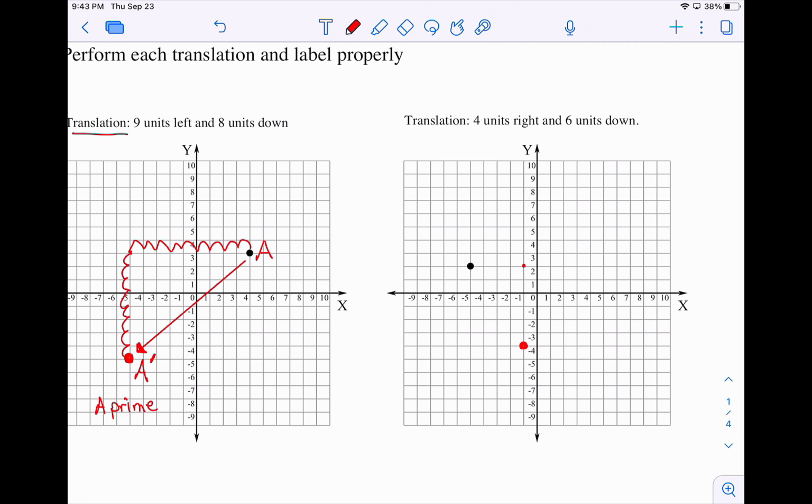So we don't have any labels on these points this time. So we're just going to do our translation arrow. And that tells the person looking, this is the original, this is the new image.